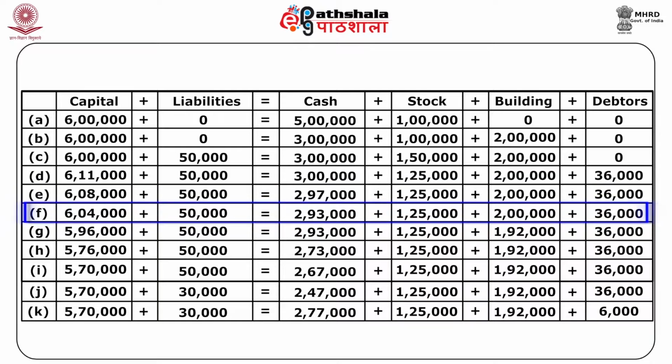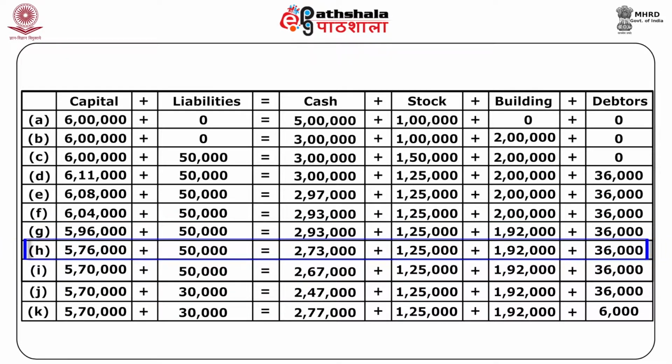Then on F part, 6,04,000 of capital plus 50,000 liabilities will give you around 2,93,000 of cash plus 1,25,000 of stock plus 2 lakh of building plus 36,000 of debtors. On G part, 5,96,000 of capital plus 50,000 of liabilities will give you 2,93,000 of cash plus 1,25,000 of stock plus 1,92,000 of building plus 36,000 of debtors.